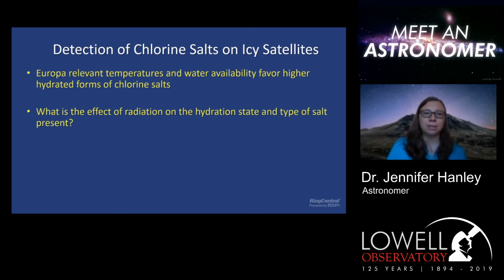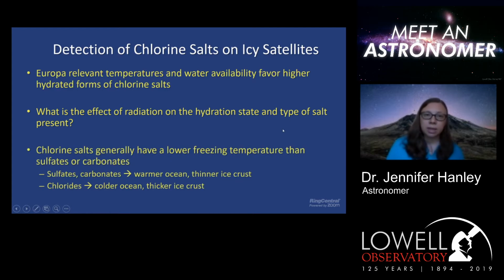Maybe it's changing out from a magnesium chloride that came from the ocean, but it's getting implanted with sulfur ions from Io, and it turns into a sulfate. So identifying where and what type of salt is present, in addition to the hydration state, is really important for understanding the history of the surface, where the salts came from, and the radiation history. So habitability from that aspect, and then also habitability from the salt stability aspect.